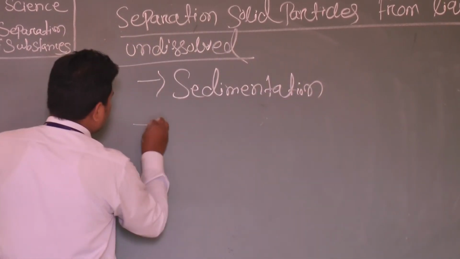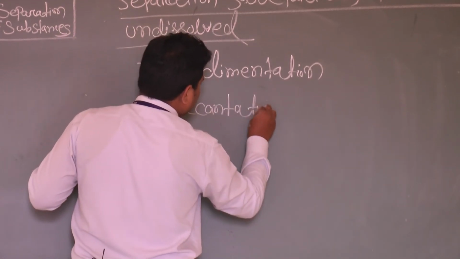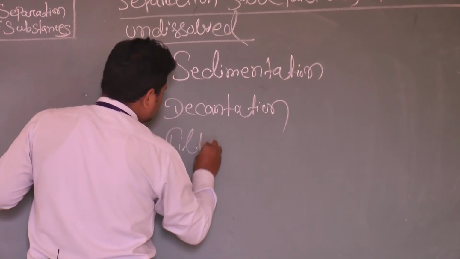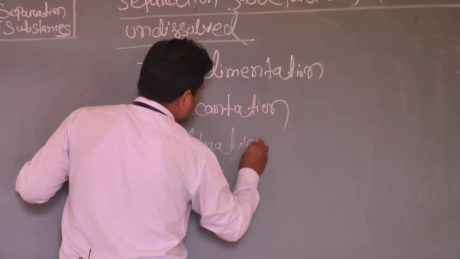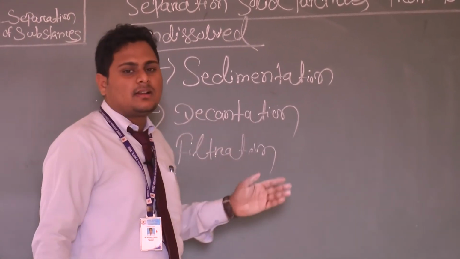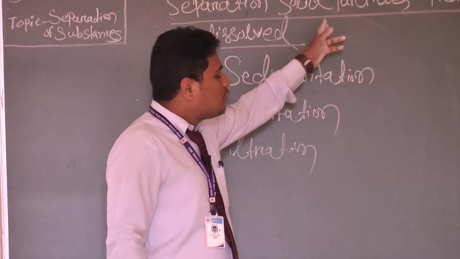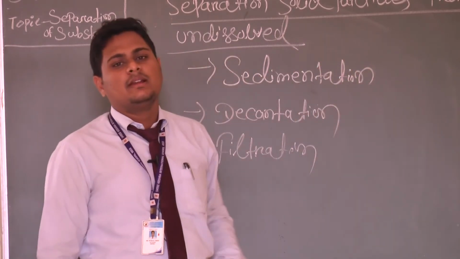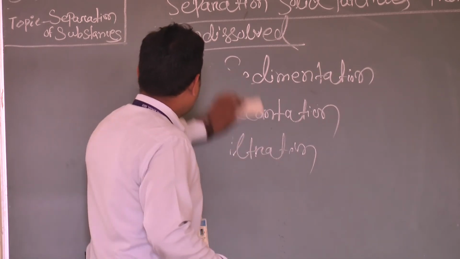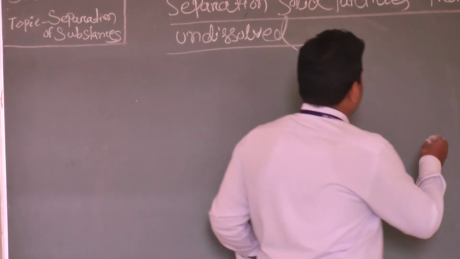The next process is known as decantation, and the last process is known as filtration. So these are the three processes, sedimentation, decantation and filtration, used to separate solid particles which are not dissolved in liquids. We will discuss them one by one. Before that, let's see here.